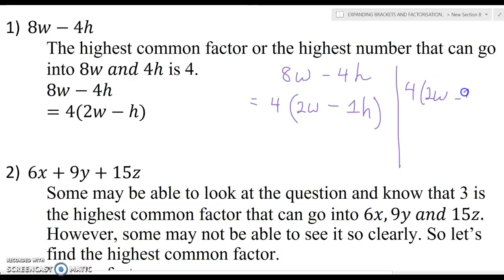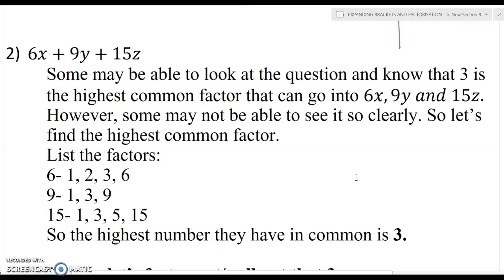Let's just remove the brackets to see if we get back the same answer as the original. 4 by 2w is 8w, which will take away the sign. 4h will give me 4h. So you see, we get back our original expression.